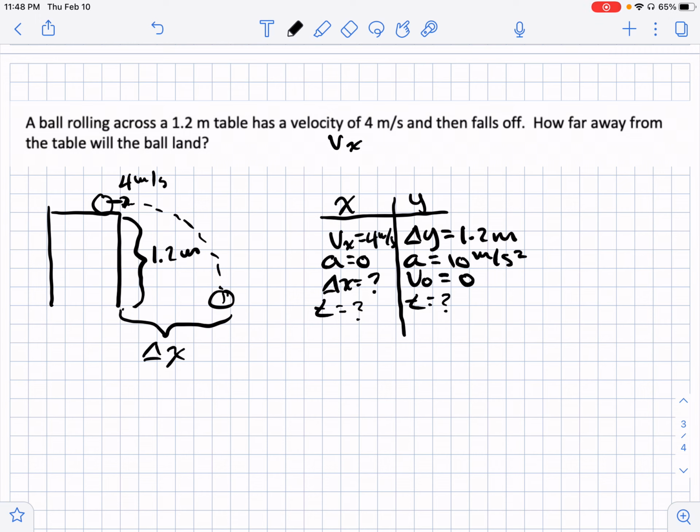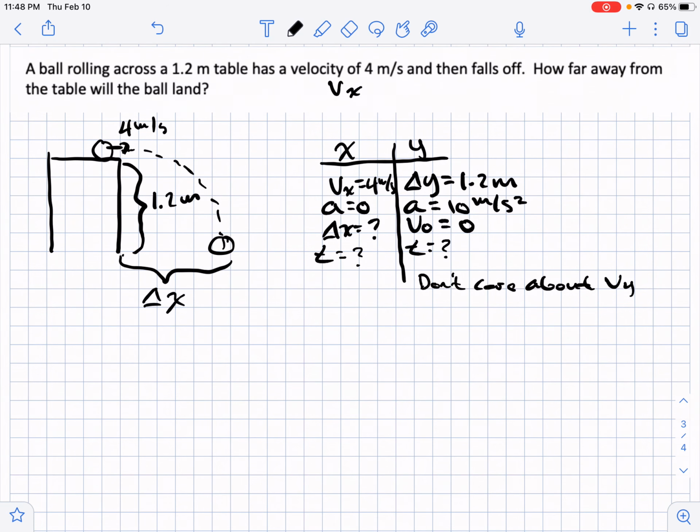So on the vertical side, the one variable that we don't care about is going to be our final velocity. Okay, so we don't care about our final velocity there in the y direction. And the kinematic equation that we could use to solve for the time, the one that doesn't involve the final velocity, is going to be delta y is equal to v naught t plus 1/2 at squared. So we're going to solve for time using this information here in the y direction.